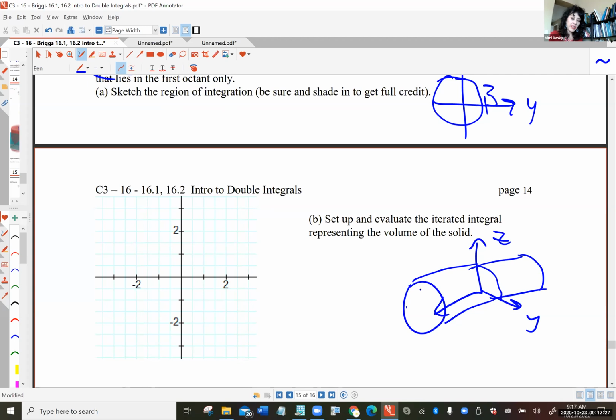So I hope you can see the upper portion of our capping surface is sort of the upper can. This can is sort of lying on its side. And the negative square root of 9 minus y squared would be the underbelly of this can. You see that?